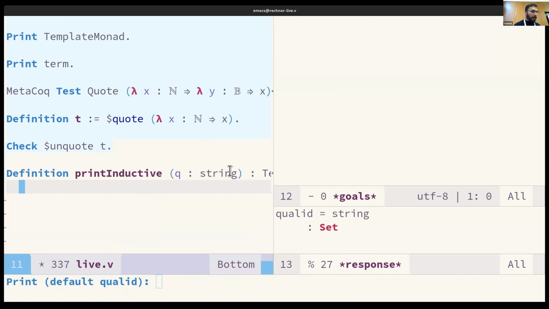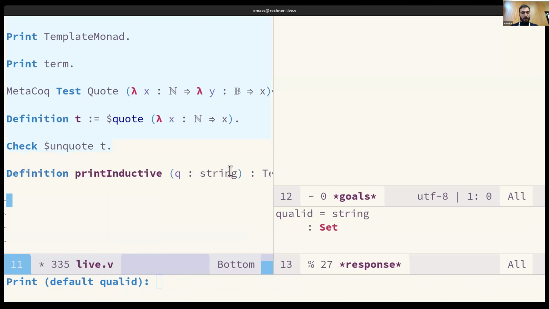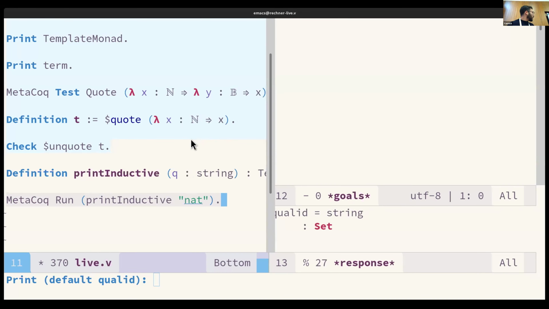Whenever you have something in this template monad, we can later write MetaCoq Run something like print inductive nat. That's going to print exactly the definition of the inductive data type. Whenever you have a template monadic program, you can later run it with this command to interact with the environment. This is the syntax for saying how you want to interact with the environment, and you use Run to actually run it.